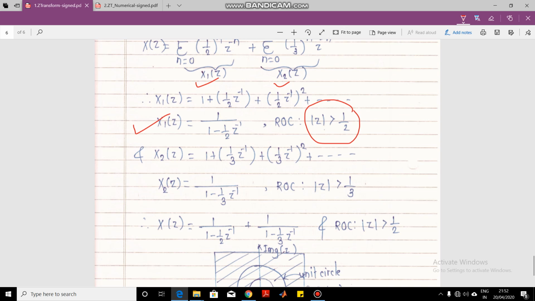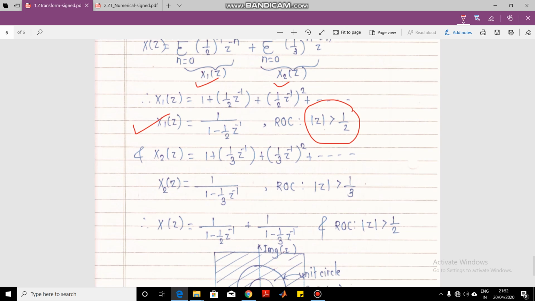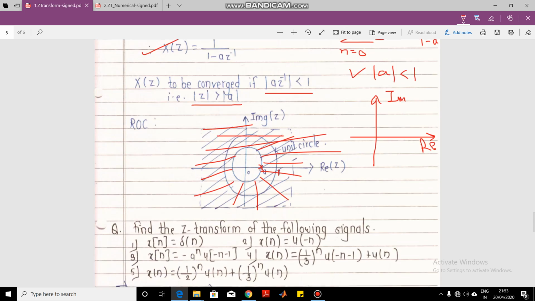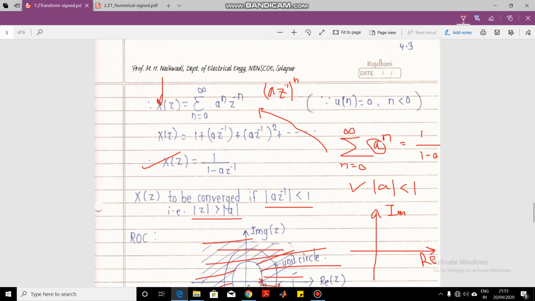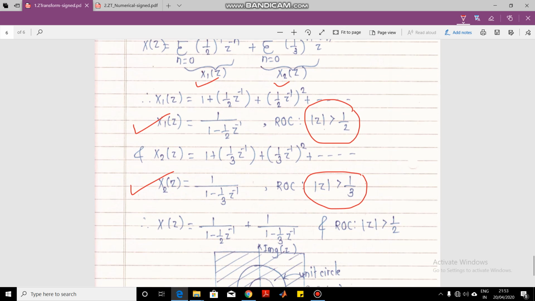Similarly, you can compute the z transform for this signal x2 of z. It is similar again, only here you have 1 by 3. So the second z transform x2 of z will be 1 upon 1 minus 1 by 3 z raised to minus 1, and the ROC will be mod of z greater than 1 by 3, arguing similarly. So this is a standard pair now. You can use this result directly for any such z transform. Remember, the value of a is less than 1, so this is valid for mod of a less than 1. So we are getting these two ROCs here.